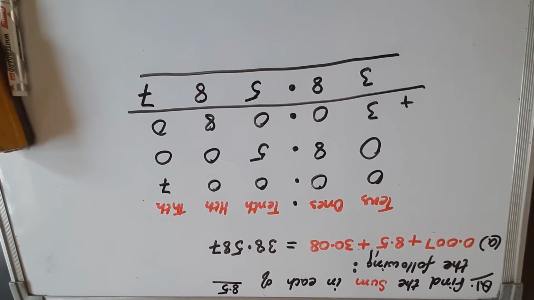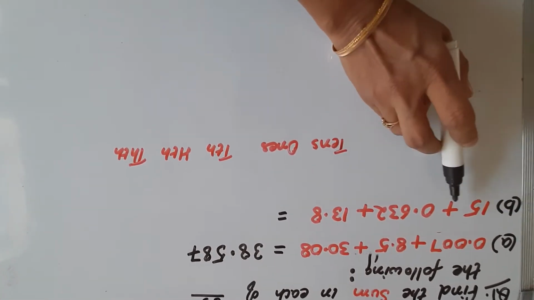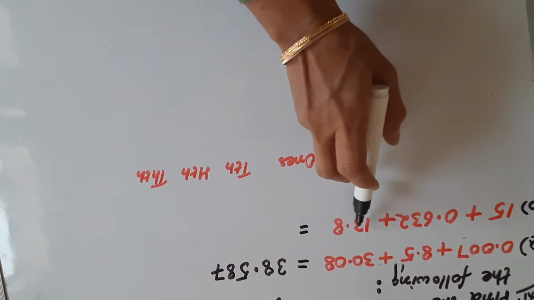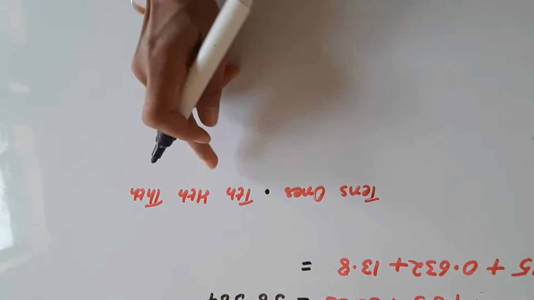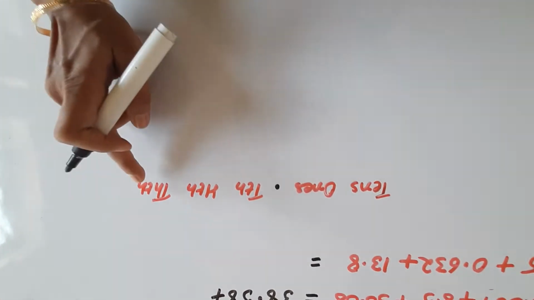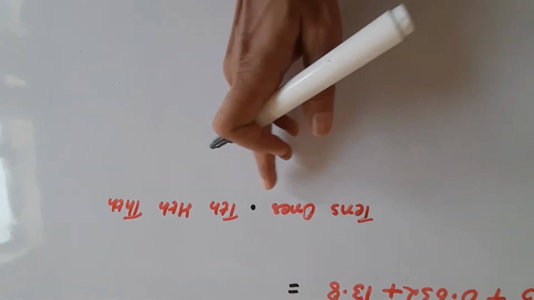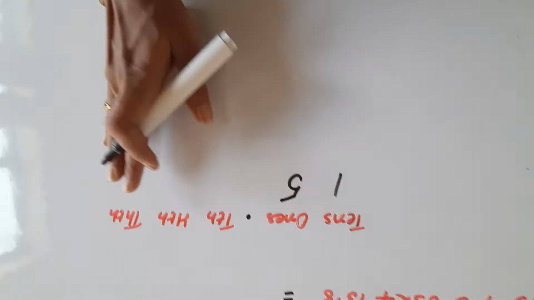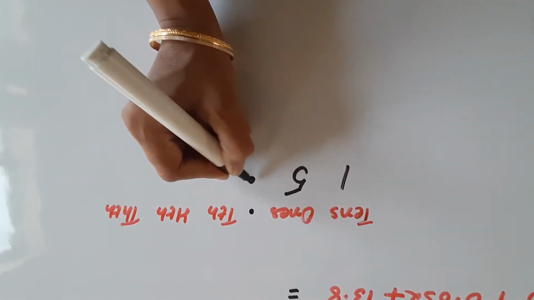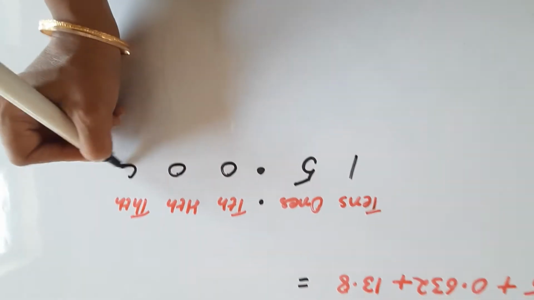Similarly, let us do all the parts. So our second part is 15 plus 0.632 plus 13.8. So tens, ones, then decimal, 10th, 100th, 1000th. So first is 15. This is without decimal, so we will write here without decimal. No decimal is there, so we'll place a decimal ourselves, and after that we can place zeros, right?